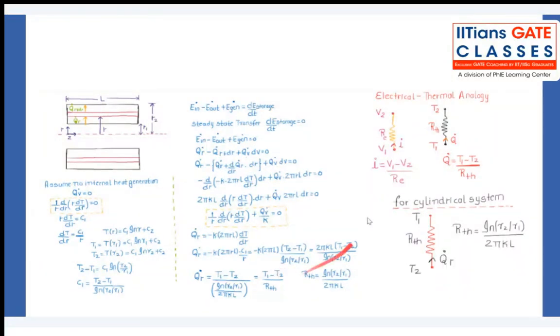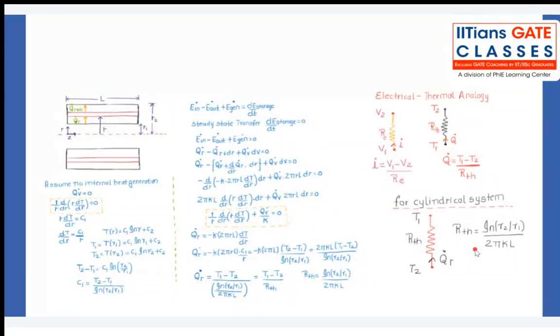Again, you can represent it by an electrical circuit. This is V1, this is V2, this is R electrical, this is the current. And the equivalent form is again Q dot equals T1 minus T2 by R_th. Only thing is, for a cylindrical system, you should remember your resistance to conduction heat transfer is log R2 by R1 by 2 pi kL. It is different from the plane slab case.